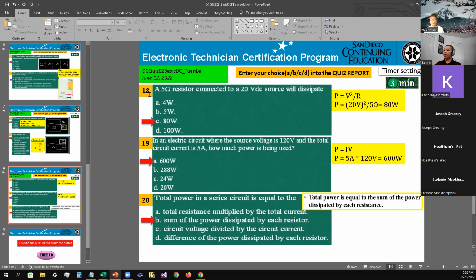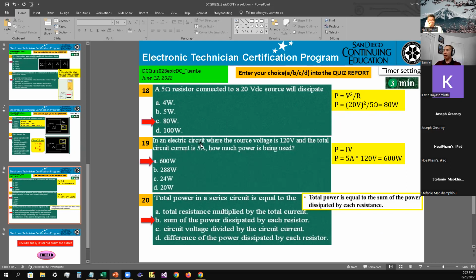Number 18, a 5 ohm resistor connected to a 20 volt DC source will dissipate... This is looking for power. The voltage is given, so power equals V squared divided by R. So 20 volts squared divided by 5 ohms. If you do that calculation, it comes to 80 watts. So the answer is C as in cat for number 18.